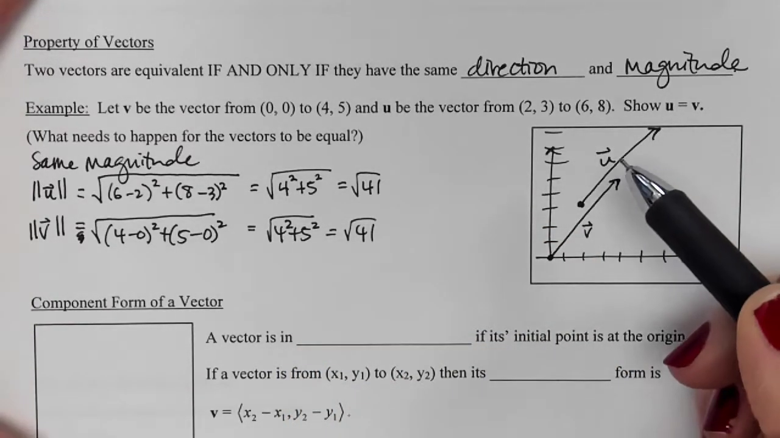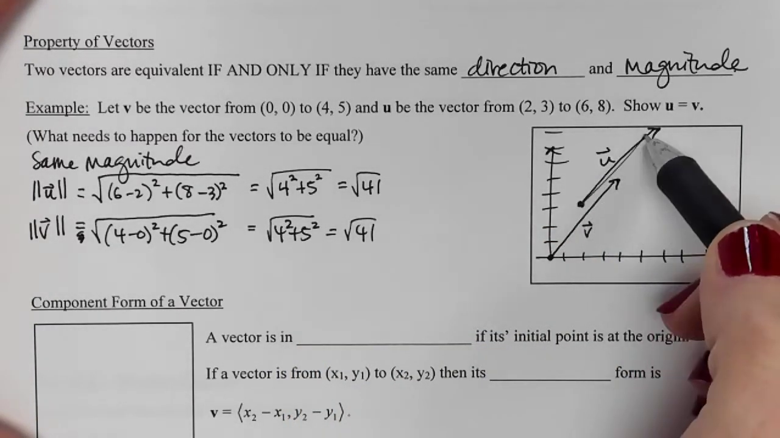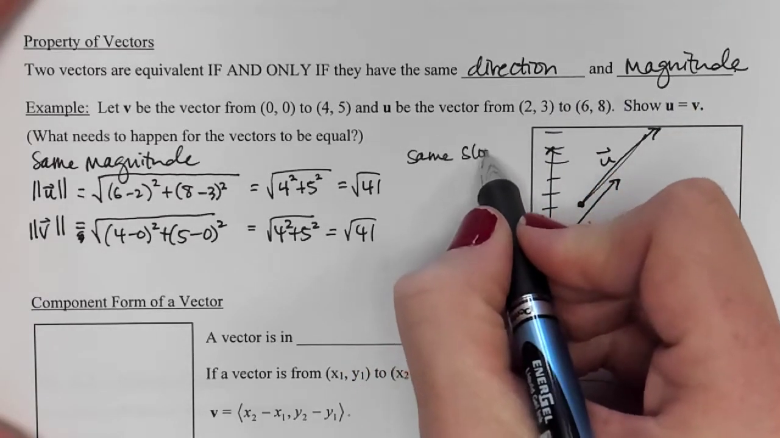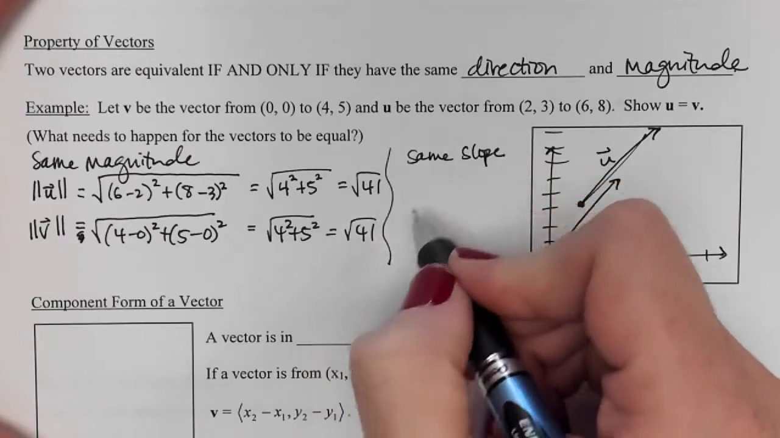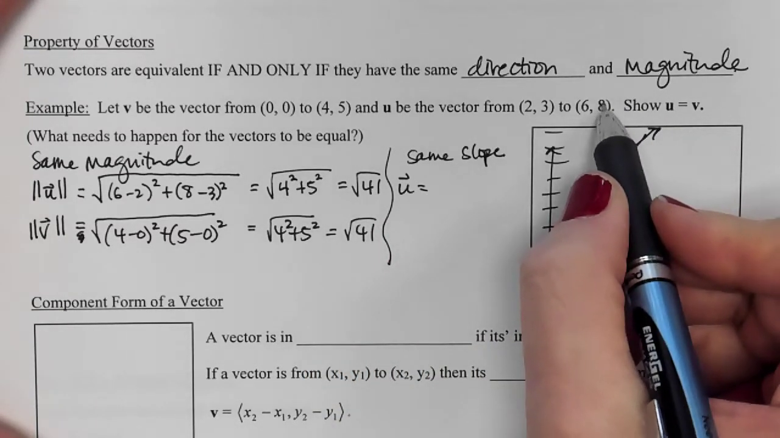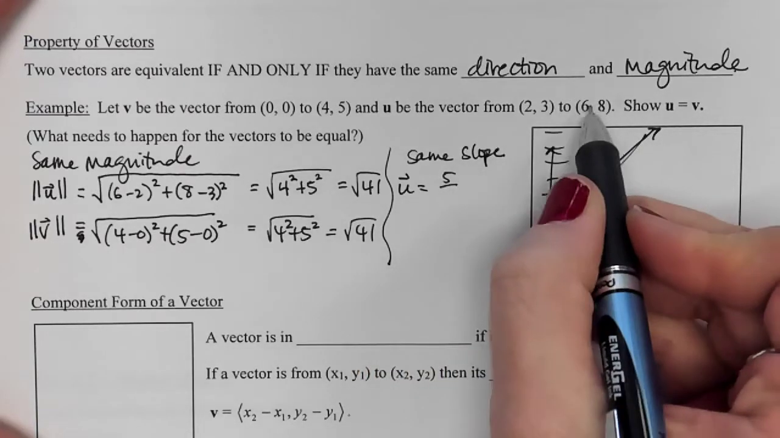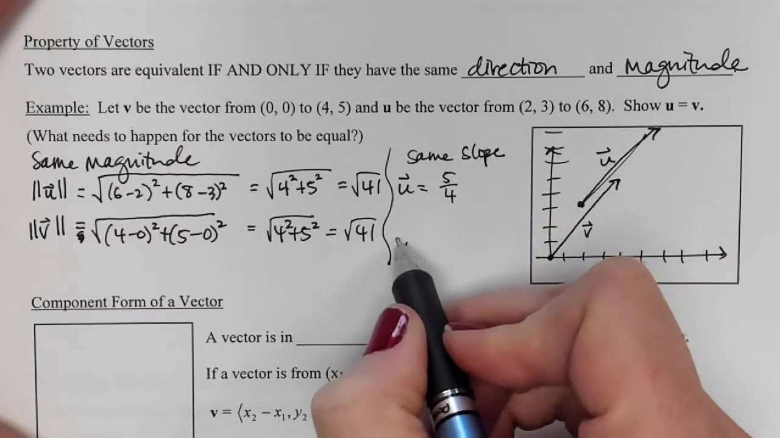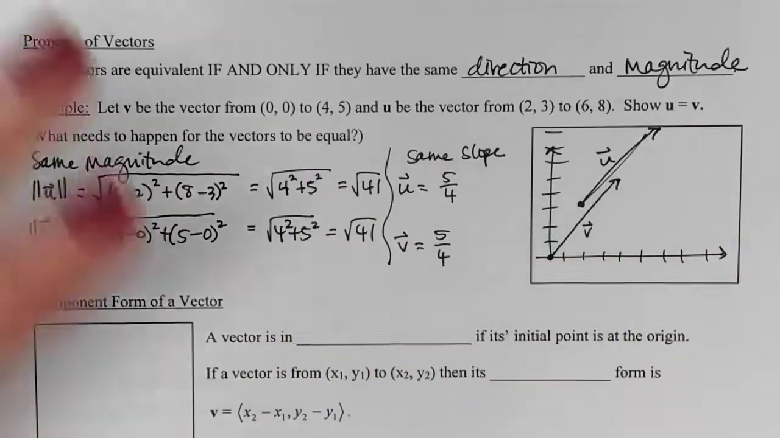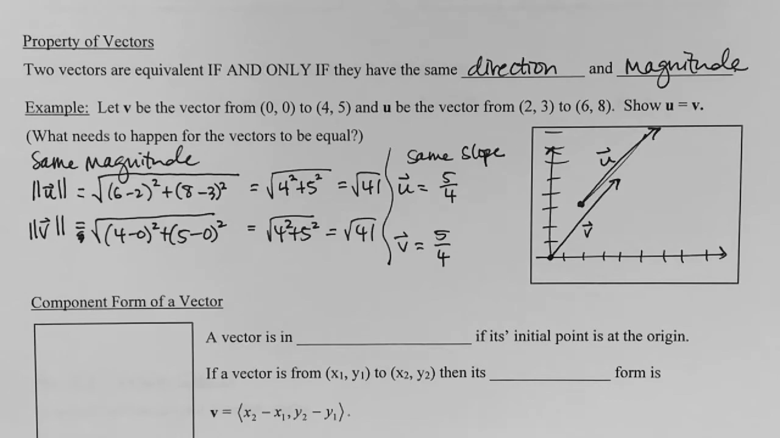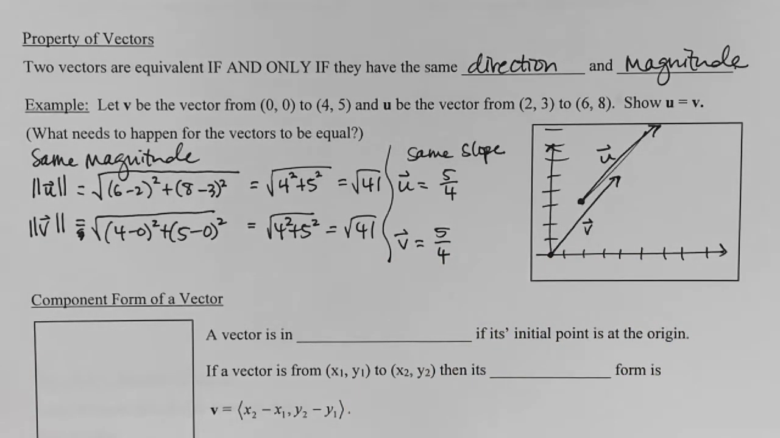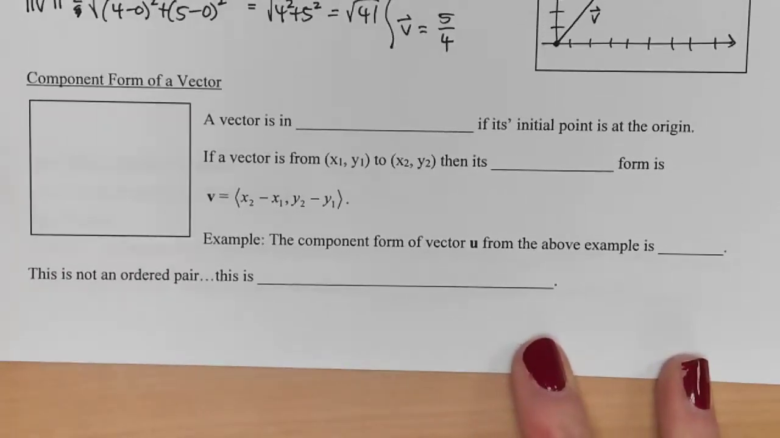I also need to prove that they're the same direction, and direction means slope. So I'm just going to do the slope of each one and show that they are the same. The slope of vector u is y minus y, so 8 minus 3 over 6 minus 2. The slope of vector v is going to be 5 minus 0 over 4 minus 0. So they are the same vector, they have the same slope and the same magnitude, and that's how you show they're the same.